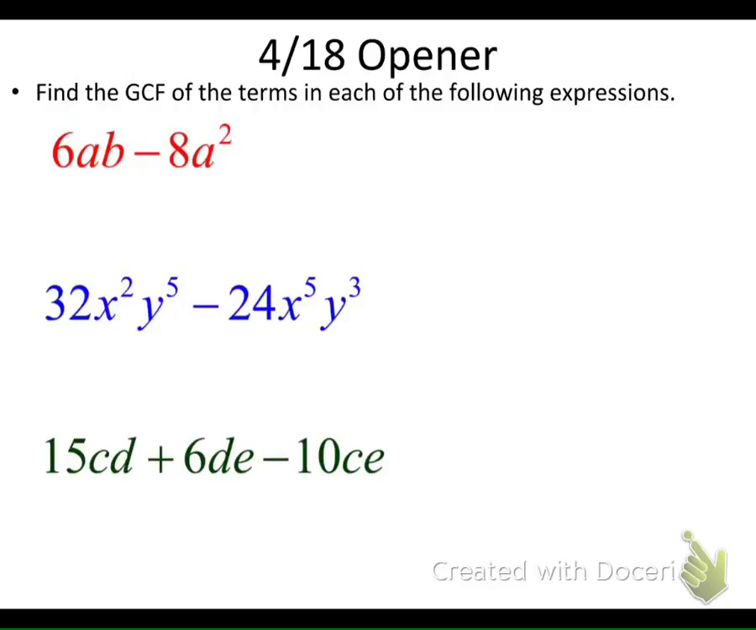Let's start with number 1. We're finding the greatest common factor of the terms in each of the following expressions. So we have 6ab minus 8a squared. Two numbers that multiply together to get 6 are 3 and 2. Very good. Are those prime? All right, so I circle those.